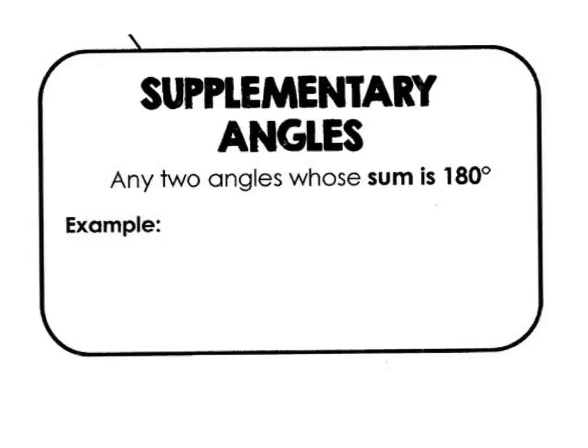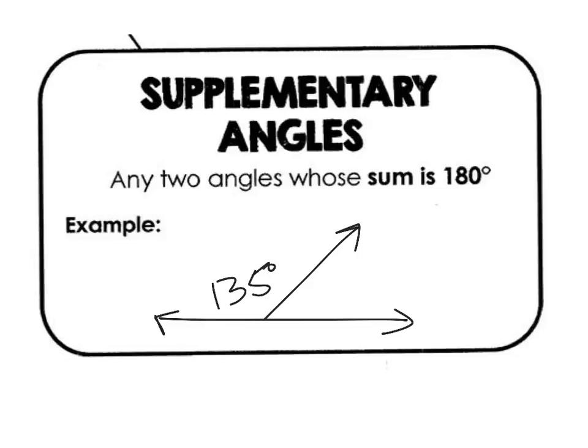All right, now supplementary angles. Supplementary angles are any two angles whose sum is 180 degrees. So an example of supplementary angles would be if we had something that looked like this. We said that this was 135 degrees and this was 45 degrees. If we take this angle plus this angle, it equals 180 degrees. Therefore, these two angles are supplementary.